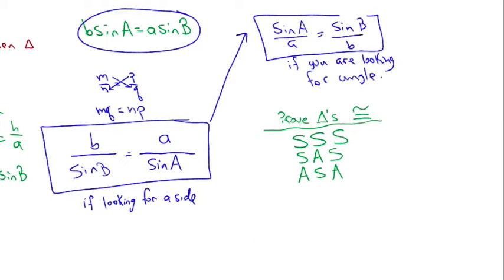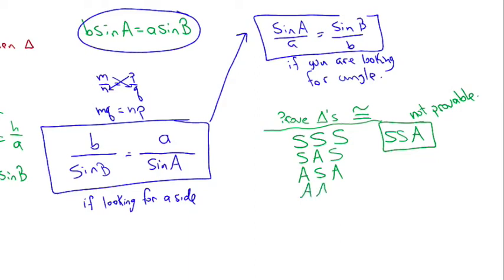Is there any others? ASS doesn't work. That's why it spells ass. So don't use this one. Most people in high school call it SSA rather than ASS for that reason. This one is not provable, and it's the one that's going to cause us the most trouble. We can use law of sines on the SSA format, but sometimes you get one triangle, sometimes you get two triangles, and sometimes you don't get any triangles whatsoever. And it's really hard to describe those three situations. So SSA and ASS we cannot use.